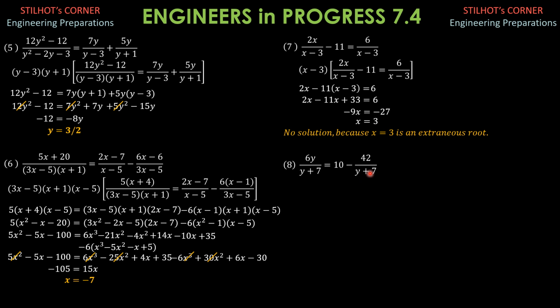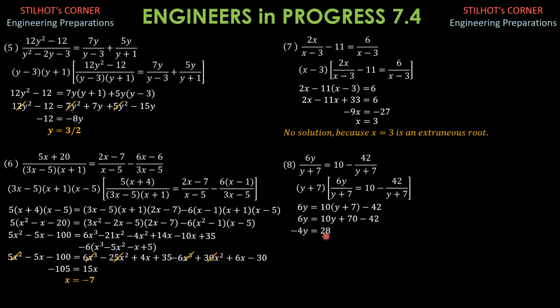Number 8, the LCD is y plus 7. So multiply everything by y plus 7. Then we'll have to distribute. So 6y equals 10 times quantity y plus 7 minus 42. 6y equals 10y plus 70, then minus 42. 6y minus 10y is negative 4y. 70 minus 42 is 28.